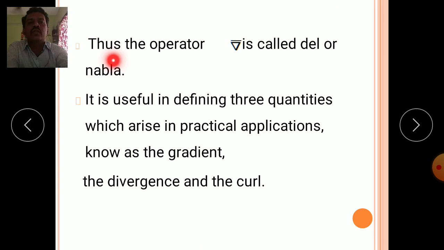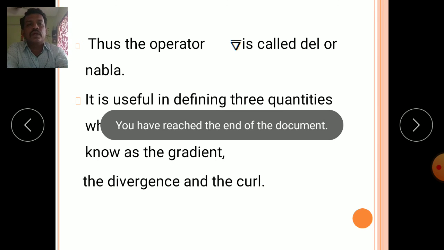The operator del is defined as del or nabla. Another name is nabla, or it is del. It is useful for defining three quantities which arise in practical applications, known as gradient, divergence, and curl. So this del is useful in gradient, divergence, and curl. Okay, thank you.